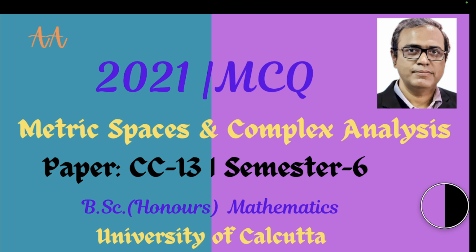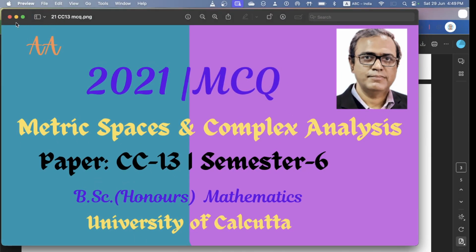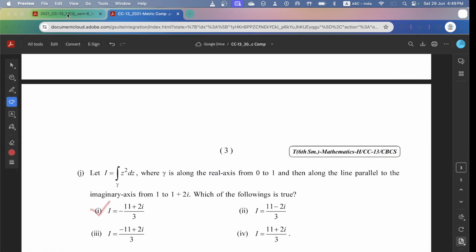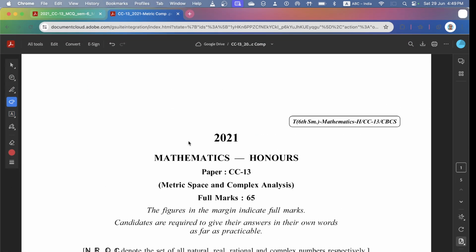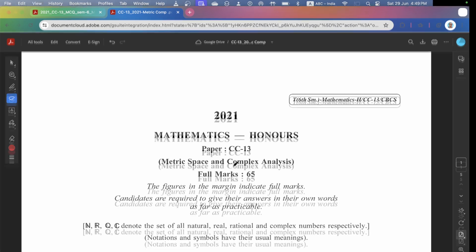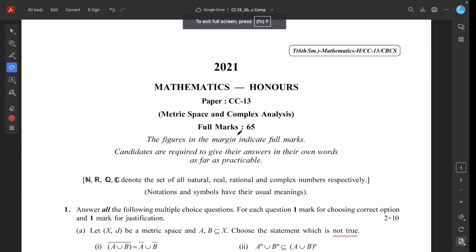Now we discuss the 2021 MCQ Metric Spaces and Complex Analysis paper, CC-13, semester 6, B.Sc. Honours in Mathematics, University of Calcutta. Question paper 2021.